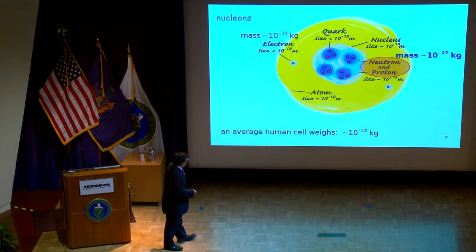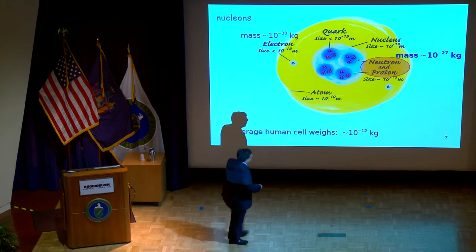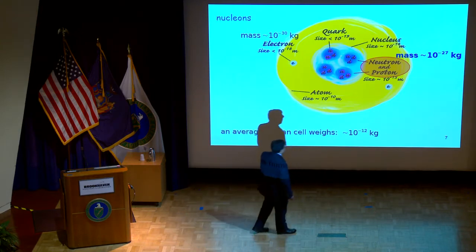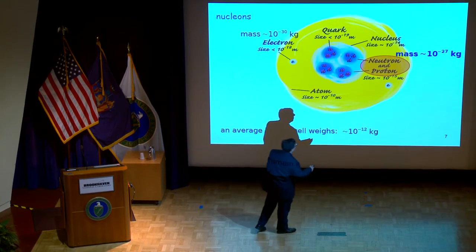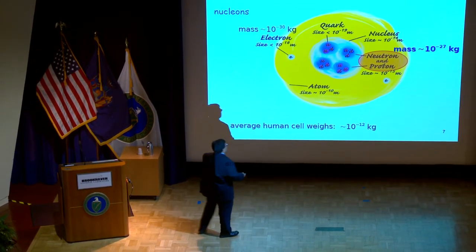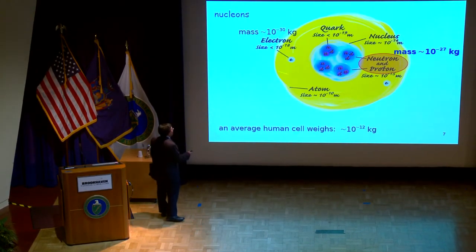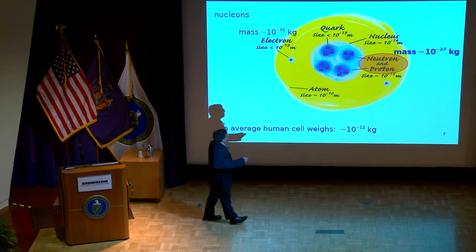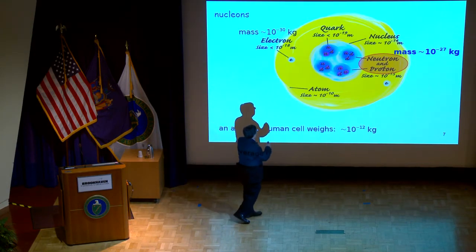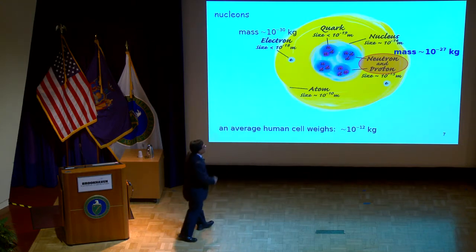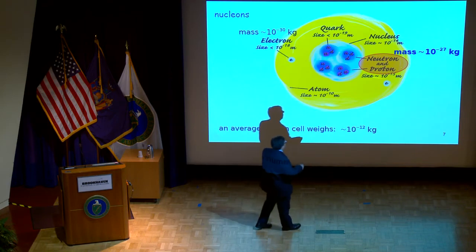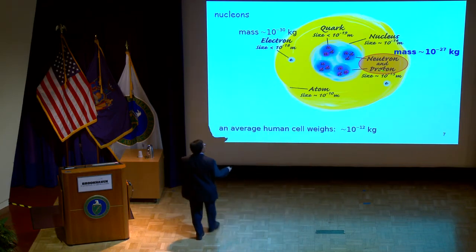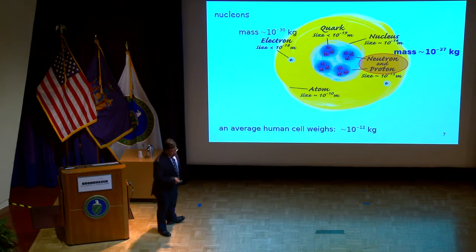Compared to the weight of an average human cell, which is a fraction of a trillionth of a kg, the mass of a neutron or proton is 100 billion times smaller than the weight of a human cell. And compared to the neutron and proton, the masses of electrons are at least 1,000 times smaller. So the mass of the entire universe that we see today is essentially concentrated in these neutrons and protons, which are known together as the nucleons.